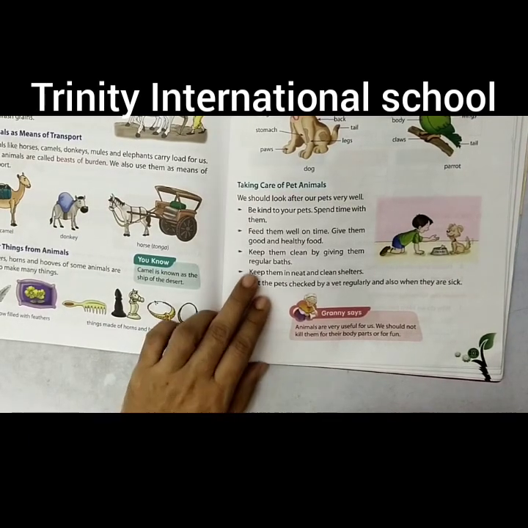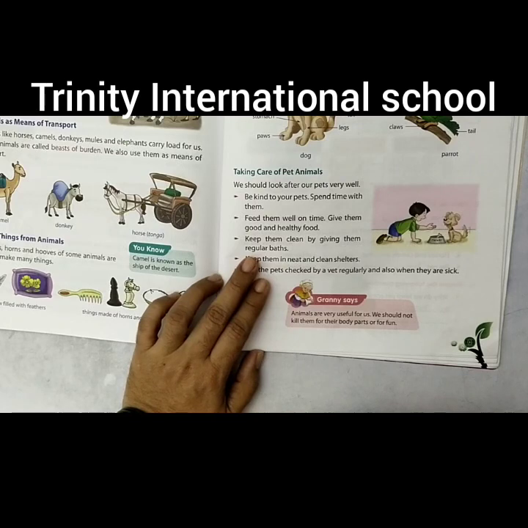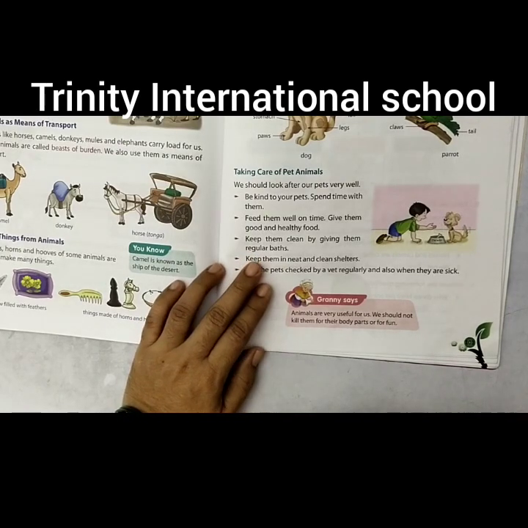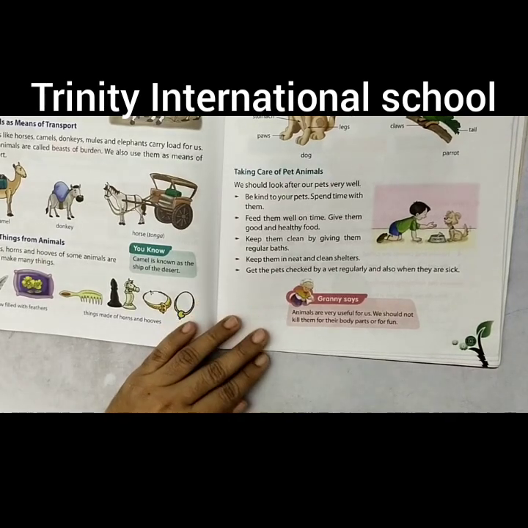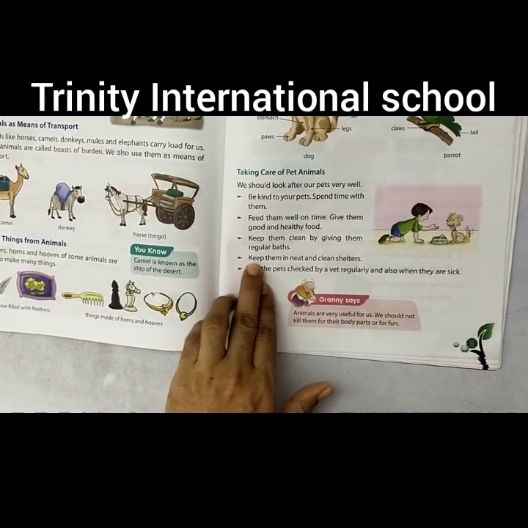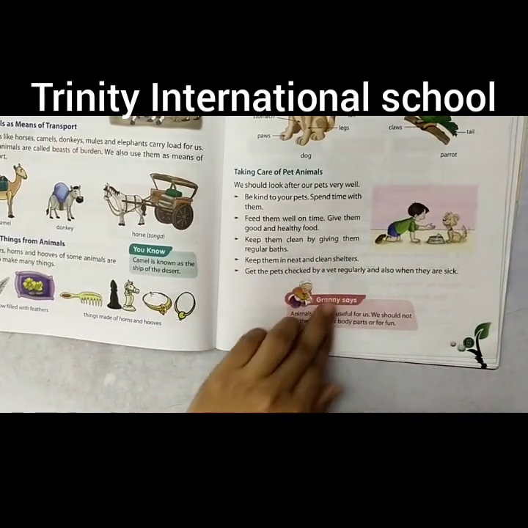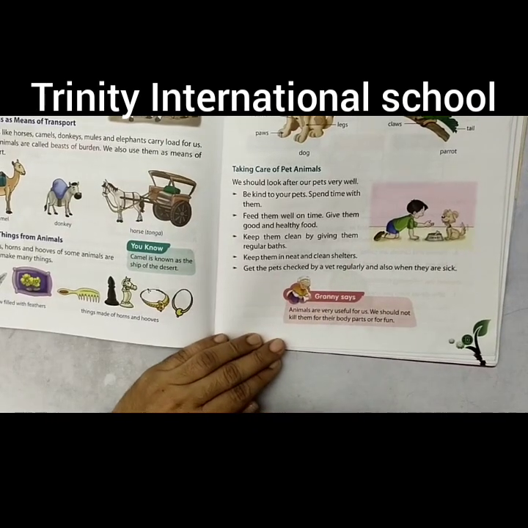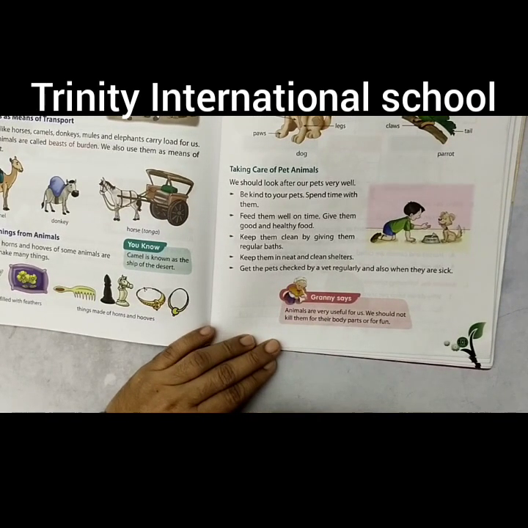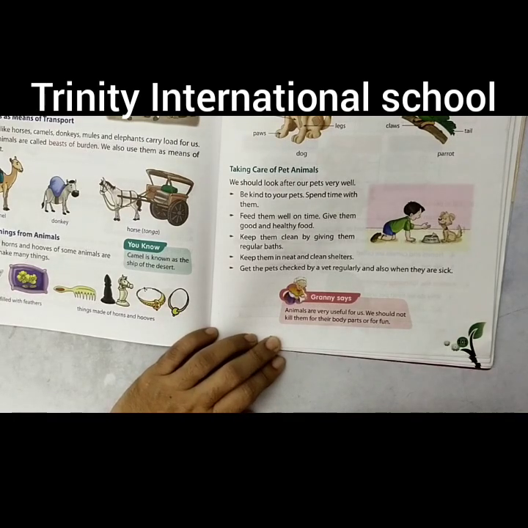Then always keep them clean. उनको भी bath दिलाना ज़रूरी है, उनके hairs को comb करना ज़रूरी है. And keep them in a neat and clean shelter. So where you keep them, मतलब वो जहाँ पर आपने suppose कोई dog kennel बनाया है तो उसे भी आपको neat and clean रखना ज़रूरी है.